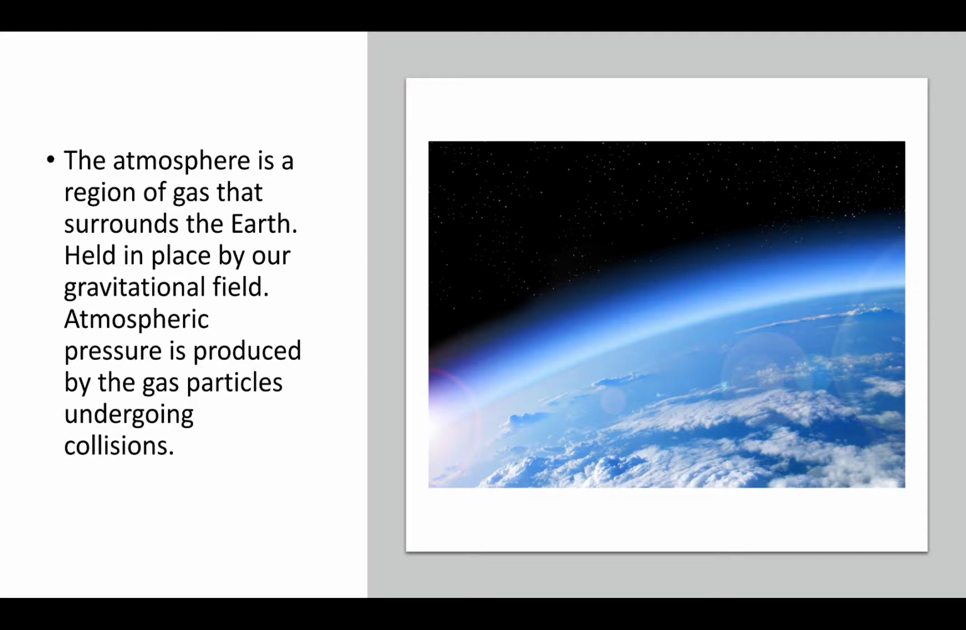So, the atmosphere is a region of gas that surrounds the Earth, held in place by our gravitational field. Atmospheric pressure is produced by the gas particles undergoing collisions, specifically with the surface at that altitude. So if you're on top of a mountain, you'll get fewer gas particles impacting on the top of the mountain. If you're at sea level, you'll get more particles impacting on the surface. And therefore, where there's more particles, you'll get higher pressure. Where there's fewer particles, you get less pressure.